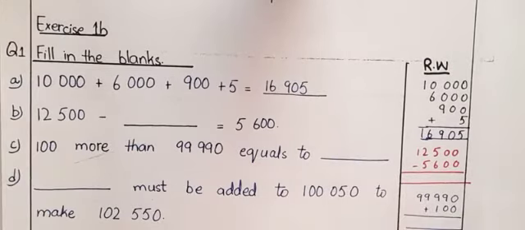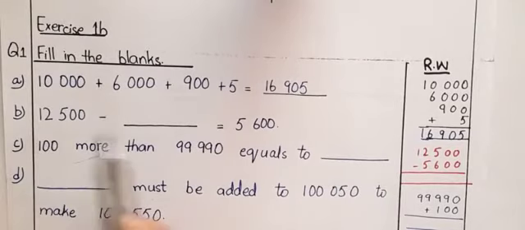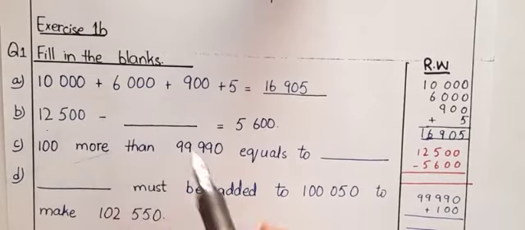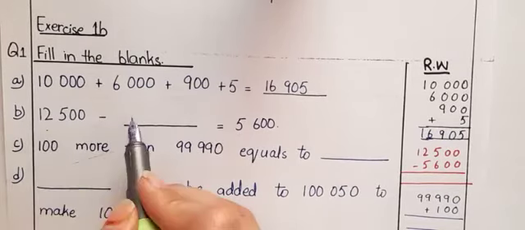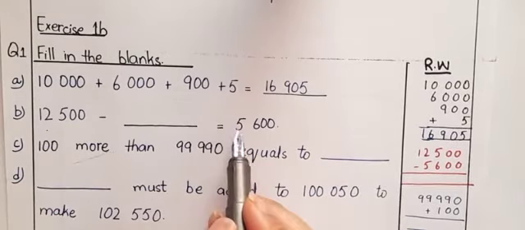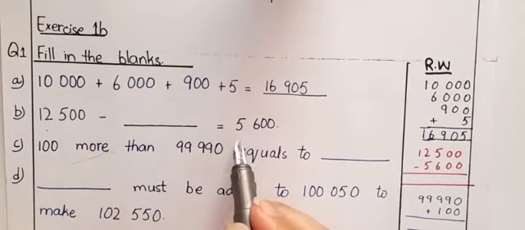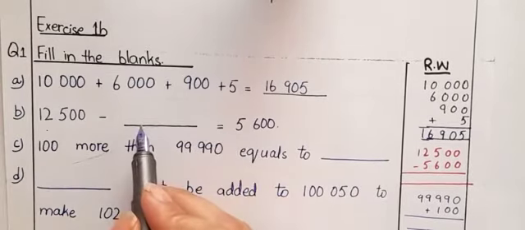Do you get my point, boys? If I subtract this 5 from this 12, my answer will be 7. But if I subtract 7 from 12, my answer will be 5. It means if I subtract this number, I will get this answer.